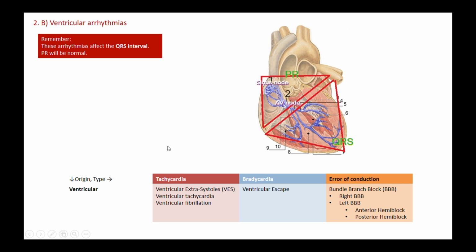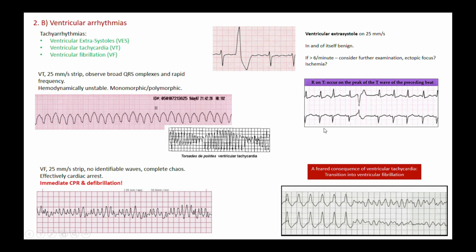Alright, so just a short reminder here, these ventricular arrhythmias will affect the QRS interval. The PR interval is unaffected, and you see here the QRS complex reflecting directly the depolarization or electroactivity in the ventricles. Now let's start out with the ventricular tachyarrhythmias. Let's start out with the ventricular extra-systoles.